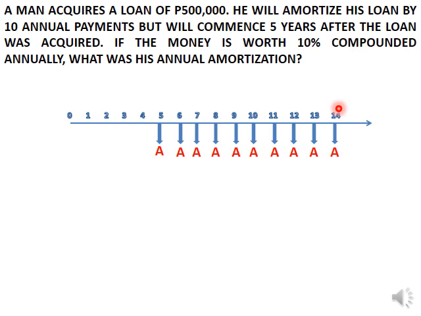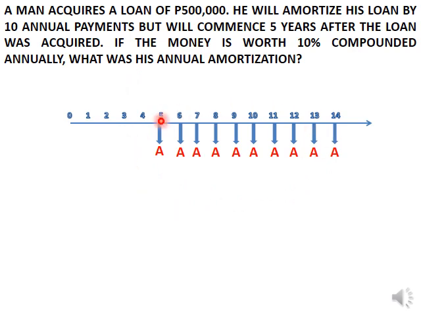Now, the question is, what is the annual payment? Okay, but we know that the present worth equivalent of all of this cash flow is 500,000 pesos. So meaning, first we will compute the equivalent present worth of all of this cash flow.